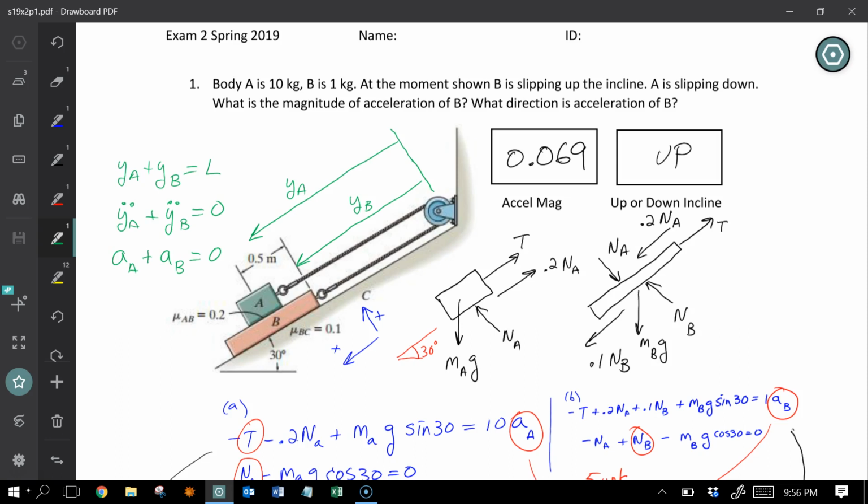That means that if you're given one acceleration, you can find any acceleration that you want, if you're given one acceleration in the freedom direction, which is up and down the incline. Okay, so in this case, we're not given an acceleration. Therefore, we have to draw a free body diagram.